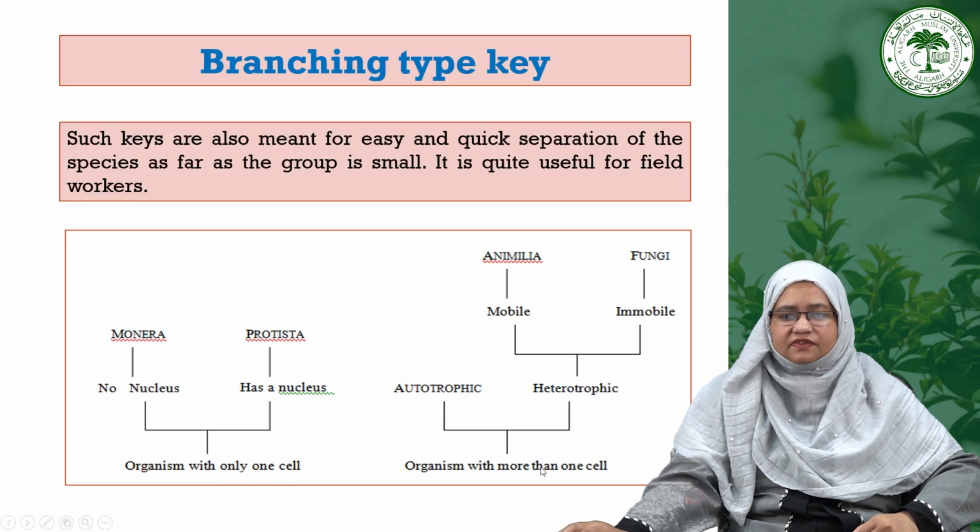Then organisms with more than one cell may be autotrophic or heterotrophic. The autotrophic ones belong to the plants, then heterotrophic may be mobile or immobile, and the mobile one is Animalia, and the next one is the fungi.